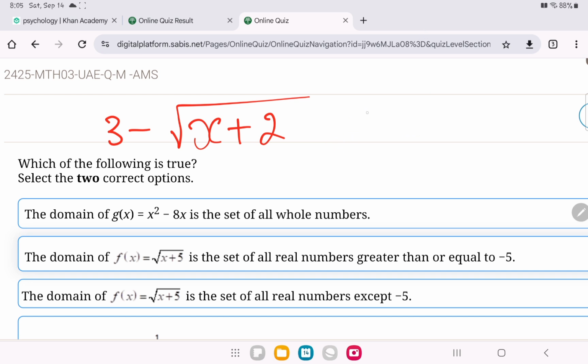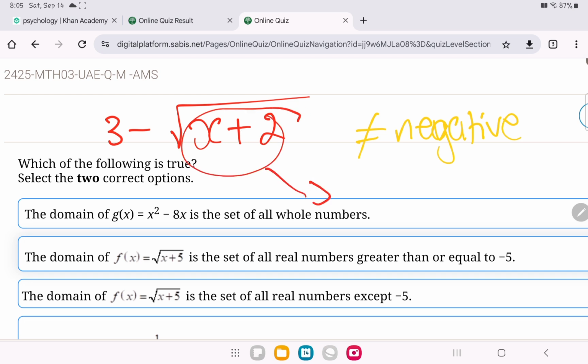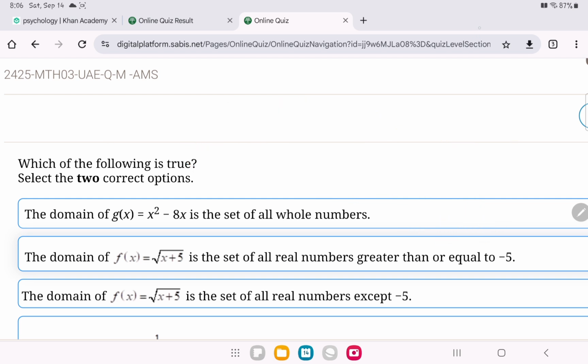So, not equal to negative. So we cannot have a negative number in the radical. That means whatever the value here, it has to be greater than or equal to 0, because 0 is neither negative nor positive. So x plus 2 has to be greater than or equal to 0 because it cannot be negative. So x is greater than or equal to minus 2. Then that was the third case.